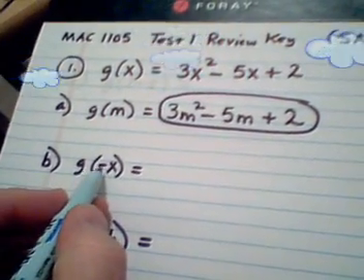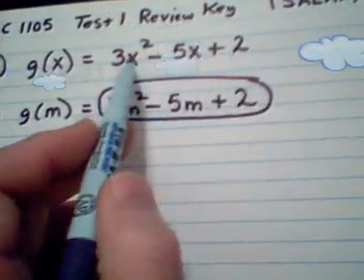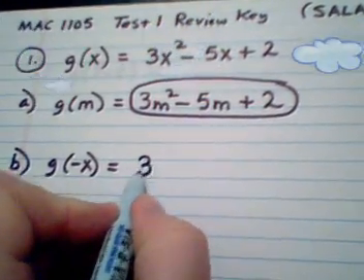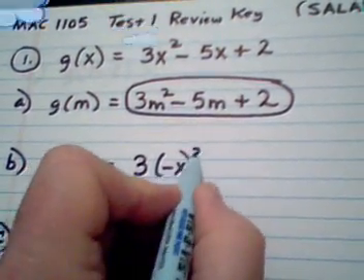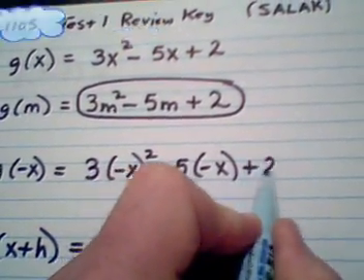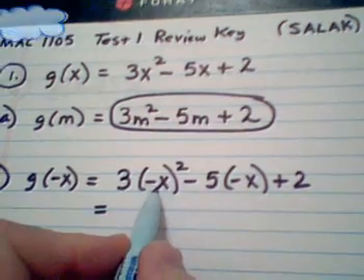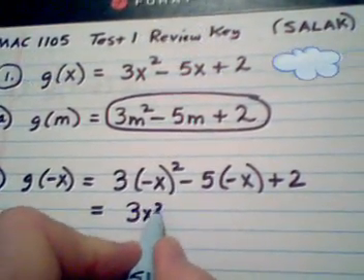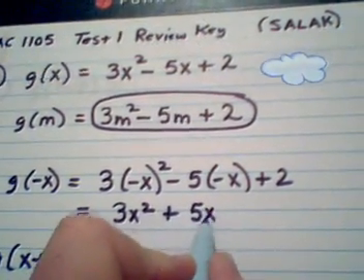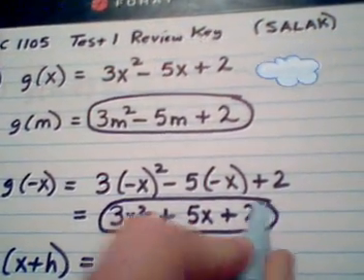If I want to find g of the opposite of x, I go to the original function, and every place I see x, I put in the opposite of x. Let's put it in little safety nets. We have 3 times the opposite of x squared minus 5 times the opposite of x plus 2. This becomes, opposite of x squared is of course x squared. This becomes 3x squared. Negative 5 times the opposite of x is a positive 5x. And we have a plus 2. So that would be our final answer for part B.